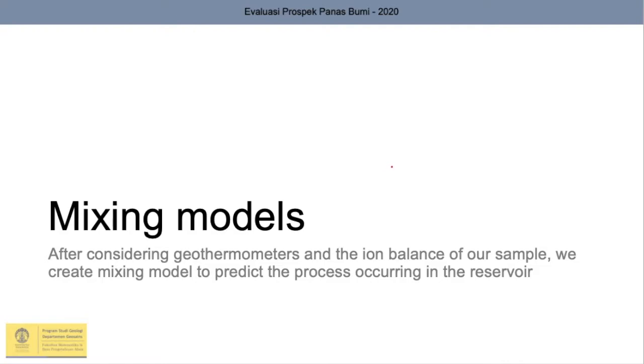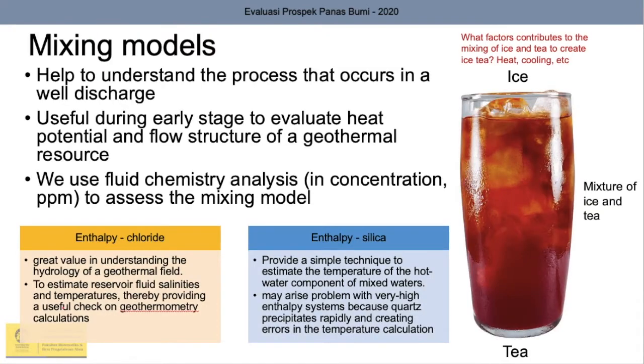And now we would like to discuss the mixing model in order for us to predict whatever processes are actually occurring in the reservoir. So a mixing model helps us to understand the process that occurs in the reservoir based on a well-discharged condition. It is very useful, especially in the feasibility studies after drilling, to assess whether the geothermal system that we are working on has a potential in heat flow and also has the proper structural geology to support the sustainability of the system. So here we use fluid chemistry analysis.